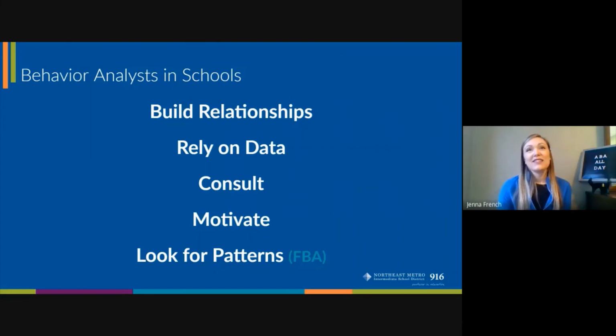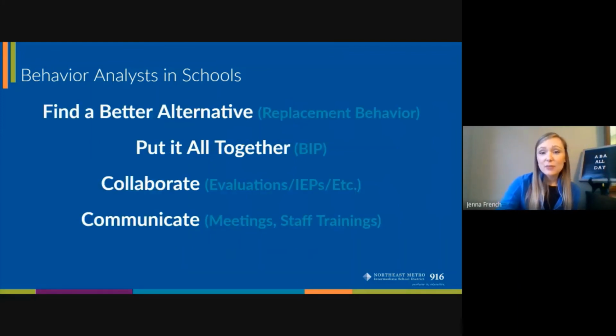In schools, behavior analysts also motivate. They try to find the items, activities, privileges that will help motivate a student to engage in a new or different behavior. We also look for patterns, and that is the FBA process that we follow. We find the patterns of behavior so that we can find a better alternative or replacement behavior that we can recommend for the student.